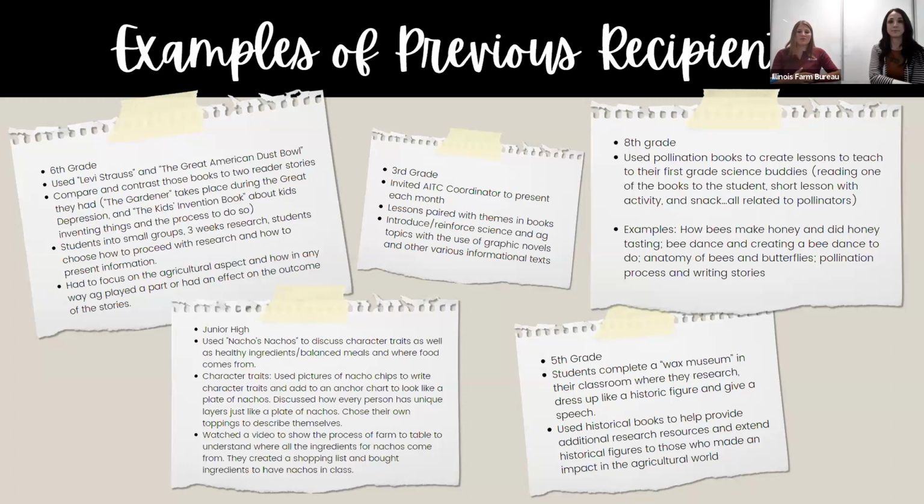So like the top right corner, that's an eighth grade teacher that got some pollinator books with their book grant. And they had some science buddies in first grade. And so they did some of our pollinator lessons and used the pollinator books that were offered in a previous year's book grant to help teach those concepts about bees and honey making and anatomy of pollinators and that kind of stuff. So just some good ideas on here. You're certainly not limited to what's on here, but this is just intended to spark some inspiration from previous recipients of book grants.